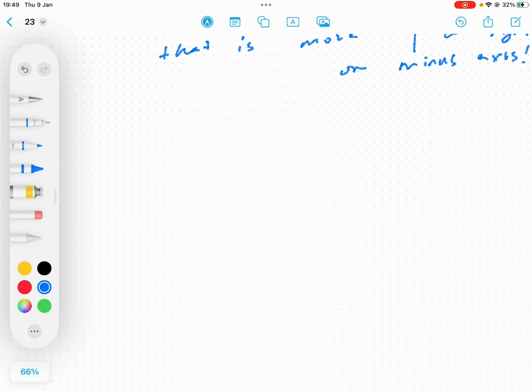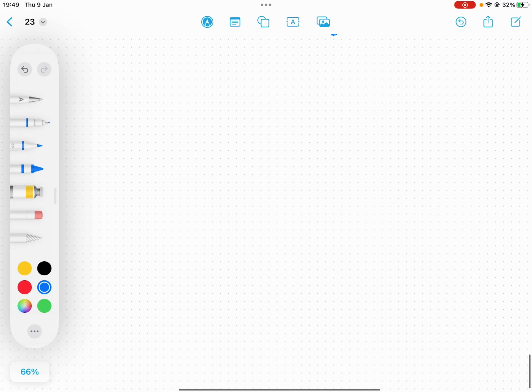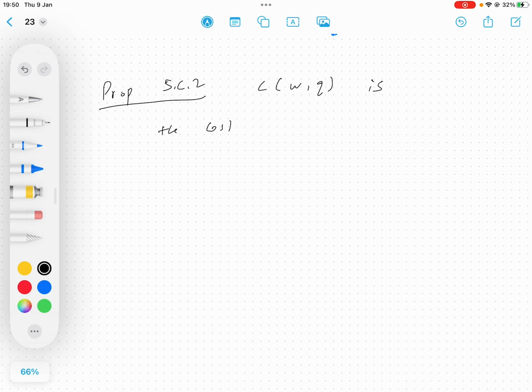The next thing we'll do today is introduce the properties of the value function and the solution to this CMP problem. That is Proposition 5.C.2. Suppose that C(w,q) is the cost function of a single output technology.